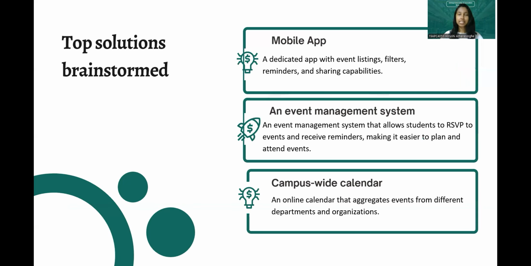we brainstormed several solutions. Among them, the following are the top solutions we brainstormed. The first one is a mobile app. It is a specialized mobile app with sharing options, filters, reminders, and event listing. The second one is an event management system. Students can RSVP to events and receive reminders through this, which makes it simpler for them to organize and attend events. The other one is a campus-wide calendar. It is an online calendar that compiles activities from many departments and groups.